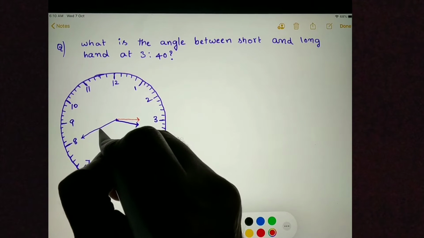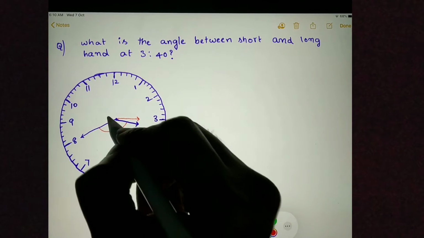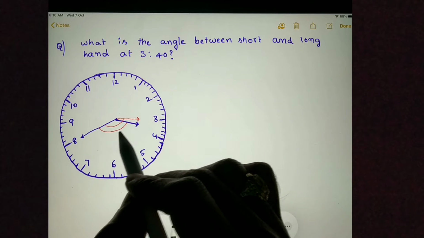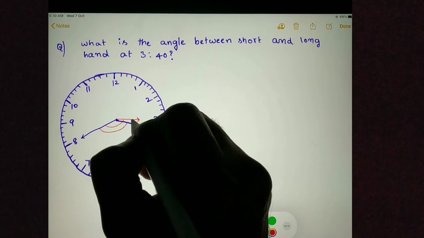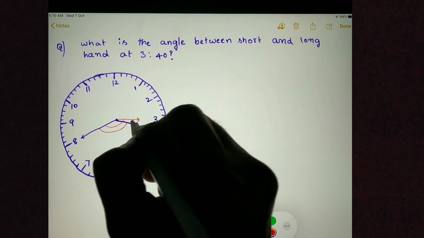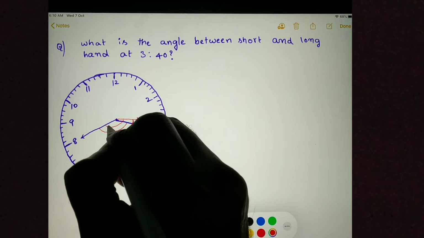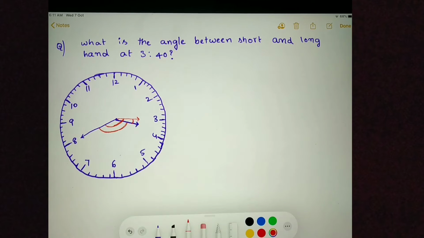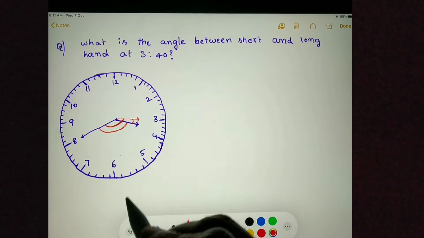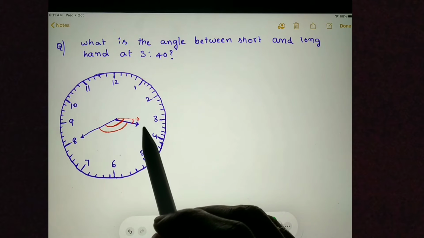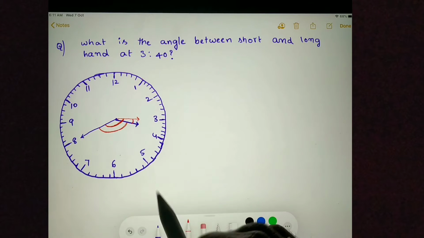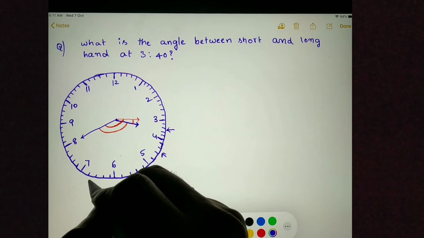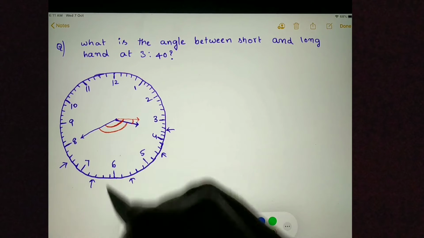We need angle of this, and we already know what is the angle of this, and to get angle of this we need to know angle of this part. If we can know angle of this part, we can subtract this angle from this to get this angle. So how do we get this angle? We need to see how many hour spaces are there in between long hand and short hand. This is 1 hour space, 2, 3, 4 and 5.